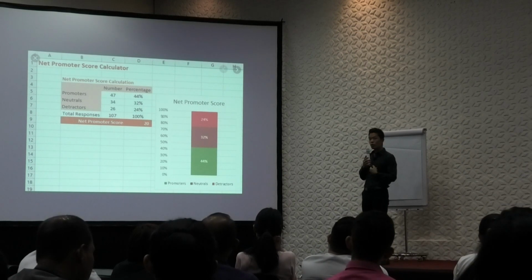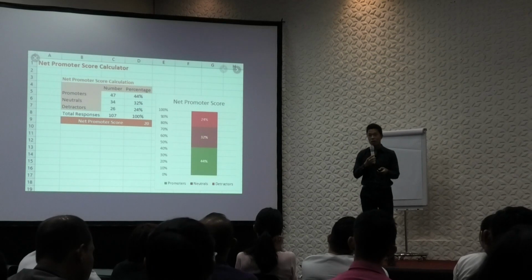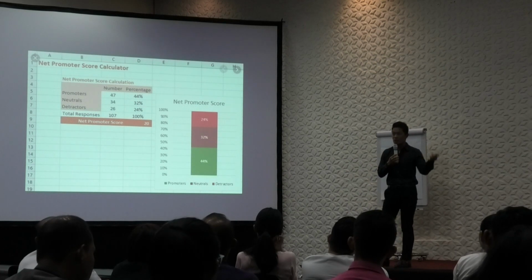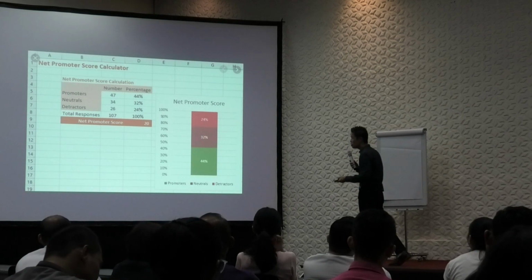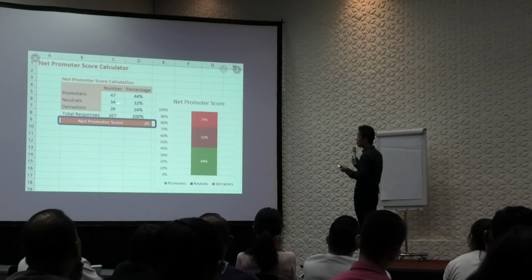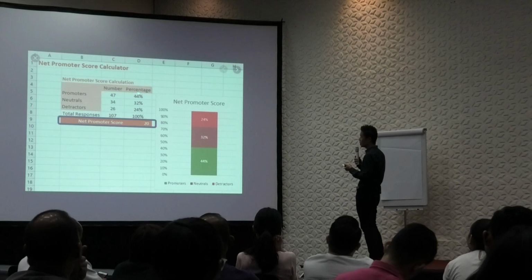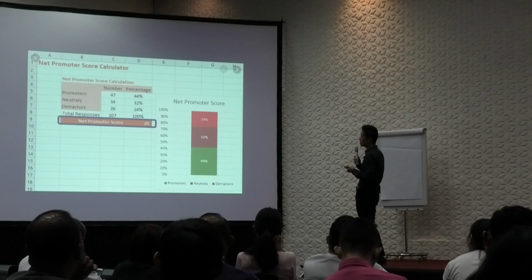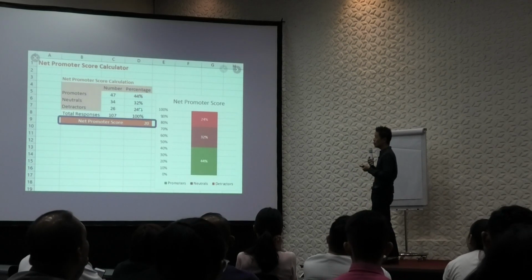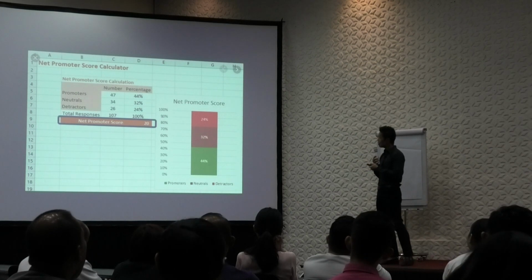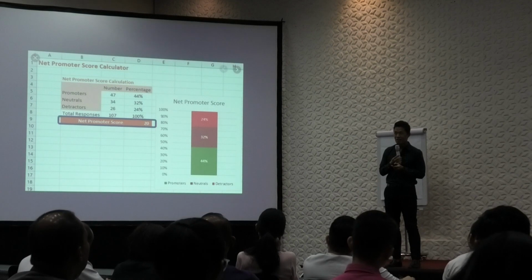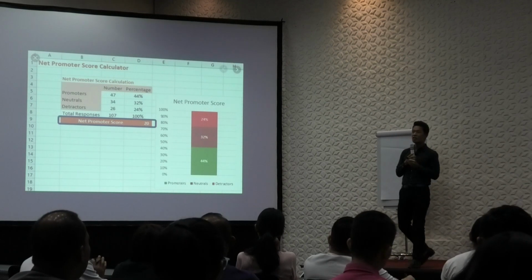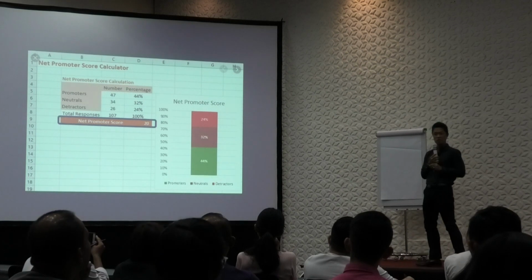And how do we calculate the Net Promoter Score? Promoter percentage minus detractors percentage. So very easy. Promoter 44%, detractor 24%. 44 minus 24 equals 20. Easy? Yes, it's very, very easy. We just didn't try because we didn't know it was easy.